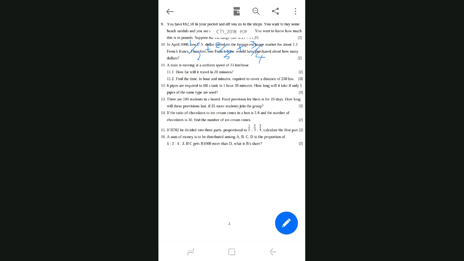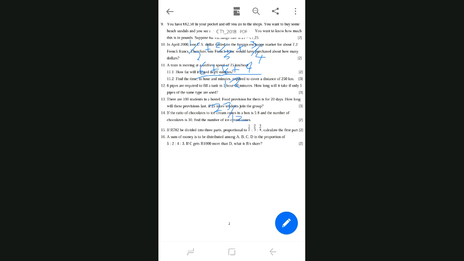The LCM can be 12. So 2 will go here 6. So we are going to have 6. 3 will go here 4. We are going to have 8. 4 will go here 3. We are going to have 9. So we are going to have 23 over 12.